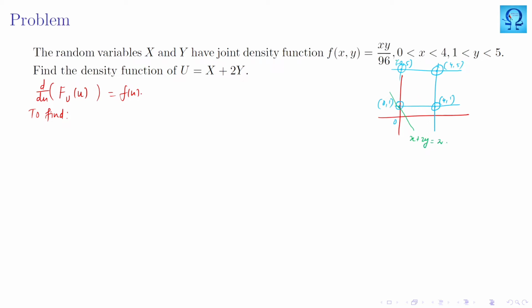Suppose it is passing through this point, then x plus 2y is what? X is 0 and y is 5, so it is 10. Suppose it is passing through this point, x is 4, so x plus 2y should be 6. The diagram that I drew is slightly different, so it should be the other way. And this is x plus 2y is 4 plus 10, which is 14.